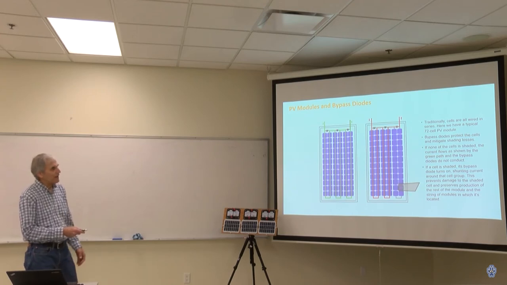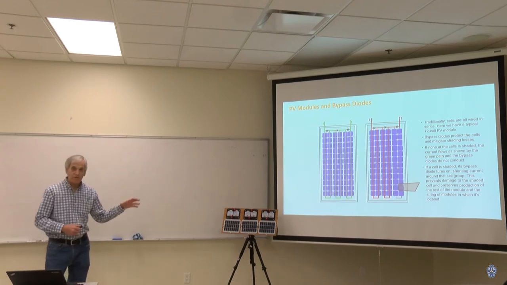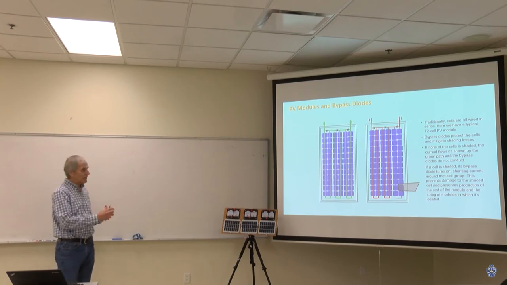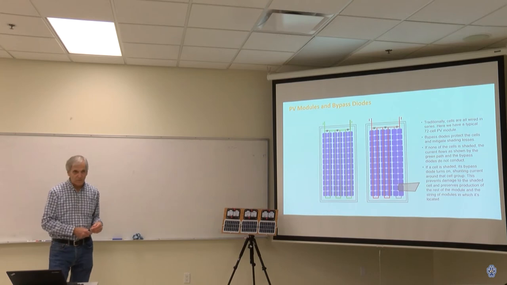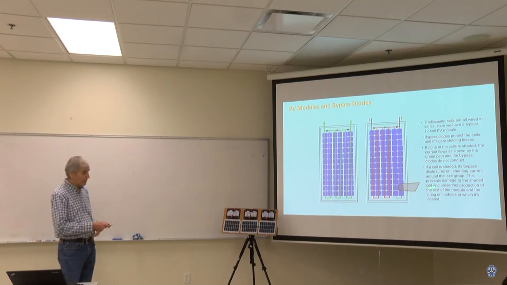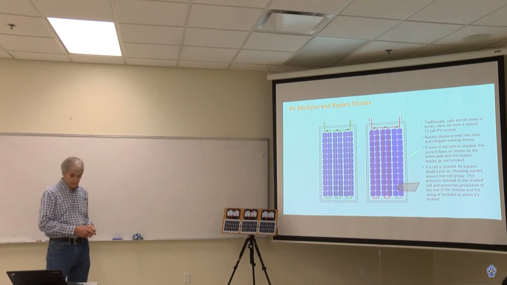Because if it weren't for that, all the voltage of the other cells in the system would force that shaded cell into reverse bias. It might go to minus 60 volts, for instance, and with 6 or 8 amps flowing through it, that's an enormous amount of power. So it would just burn that whole part of the cell.